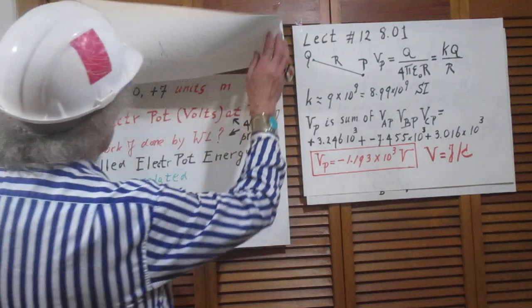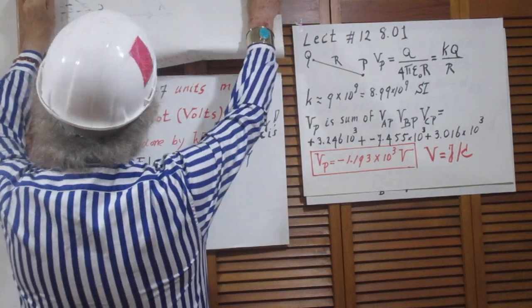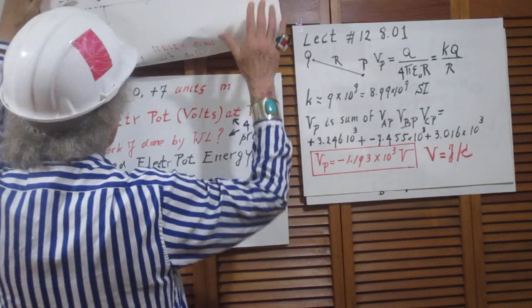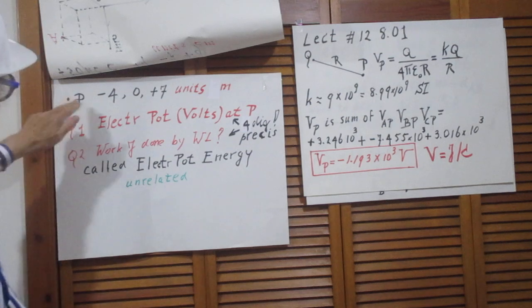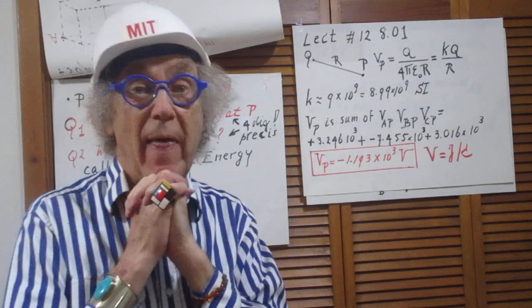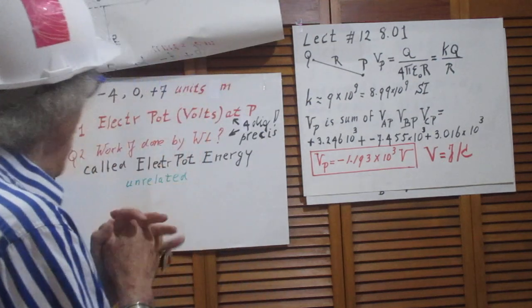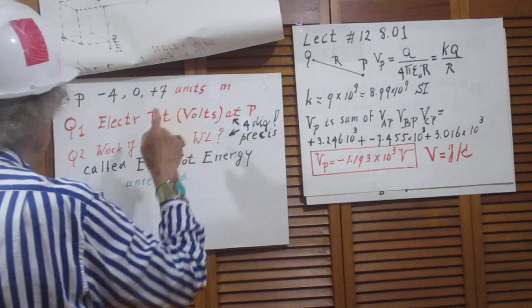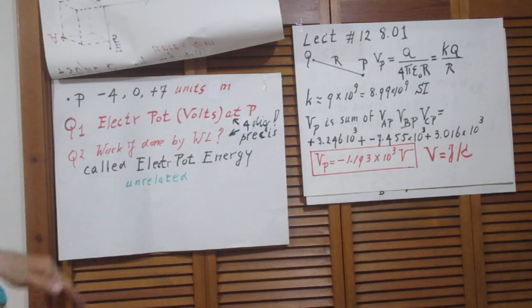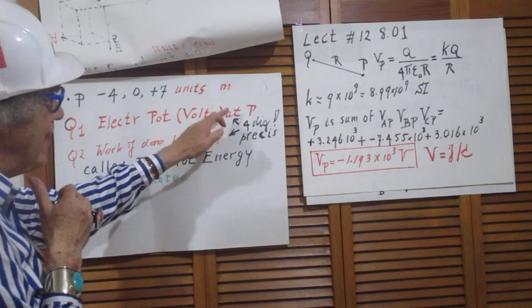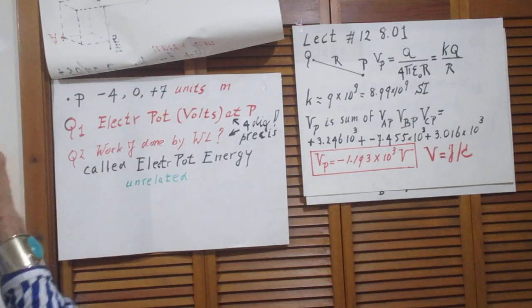Alright, so now the first question is, I choose a point P. I chose that pretty much at random. I could have picked any other point. This is the position of P that I chose. These are also in meters. And the first question now is, what is the electric potential in volts at that point P, 4-digit precision?